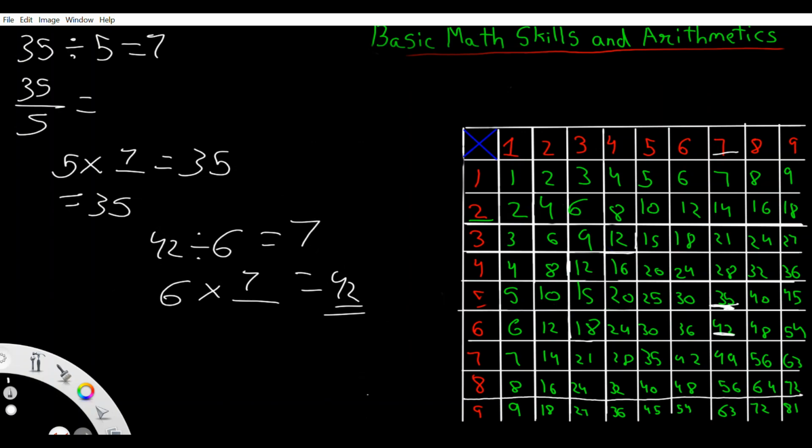Let's look at one more example. So 64, let's say, divided by 8 is equal to what? So what this really means is 8 multiplied by what number would give us 64. So we look at the 8th column, we find 64 in it, and that is the 8th row. So 8 times 8 is 64. So 64 divided by 8 is 8.